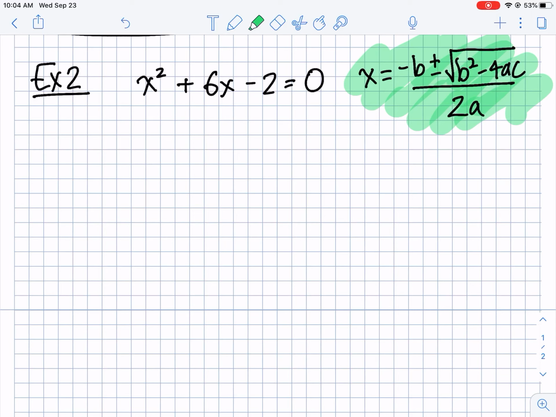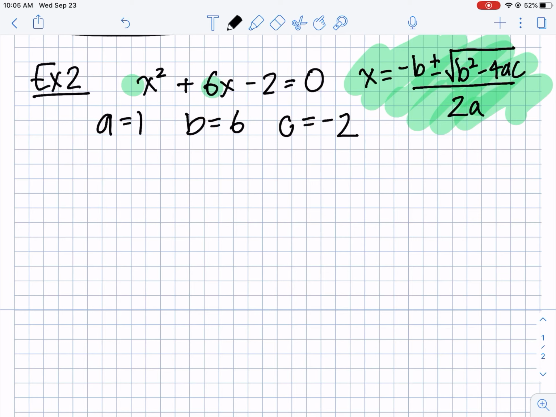So if you were wondering, why would completing the square be good to use here? Well, notice a is 1 and b is even, so it's a nice candidate for that. But no, we are going to use the quadratic formula. In this case, we get our equation in standard form. It's already there. Then we're going to list a, b, and c. A is 1, b is 6, and c in this case is negative 2.